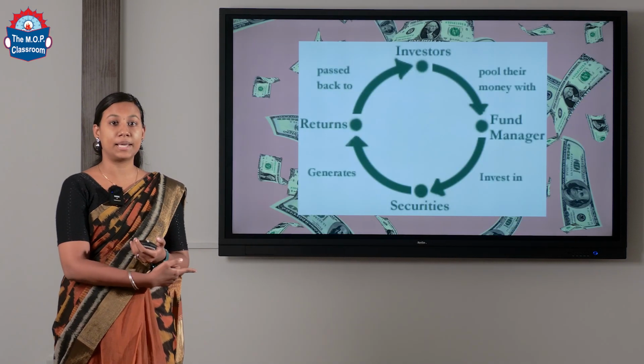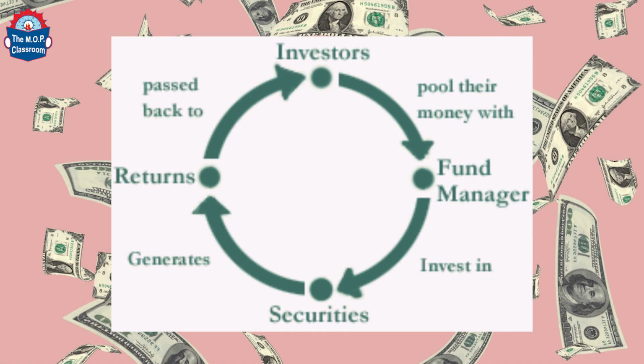So this is the basic process of investing in mutual funds. You being the investor, you will pool your money to the fund manager. The fund manager collects all the small investments from various investors and invests into securities. These securities will generate income which is returned back to the investors. So this is how the mutual fund cycle goes on.